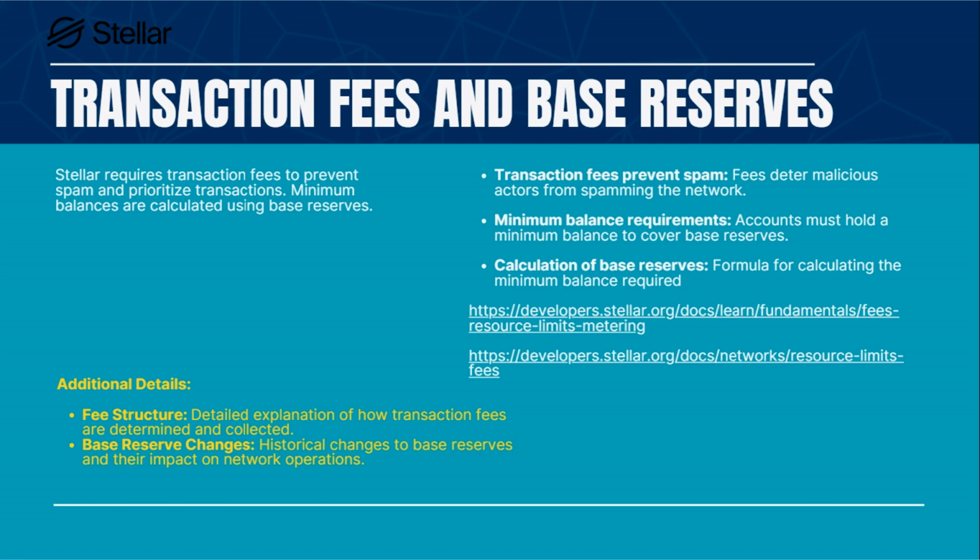So why is this design brilliant? Stellar doesn't rely on high fees or expensive transactions. Instead, it uses micro fees plus minimum balances to keep the network fast, to keep it cheap, and to keep it secure. This is why Stellar is perfect for payments, remittances, and financial inclusion.